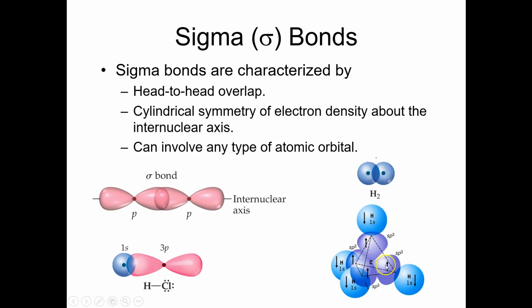So here in methane, we've got each one of these bonds consists of an overlap between an sp3 orbital of carbon and an s orbital of hydrogen. As long as the overlap is on an axis between the 2 nuclei, it's end-to-end overlap. That is a sigma bond.